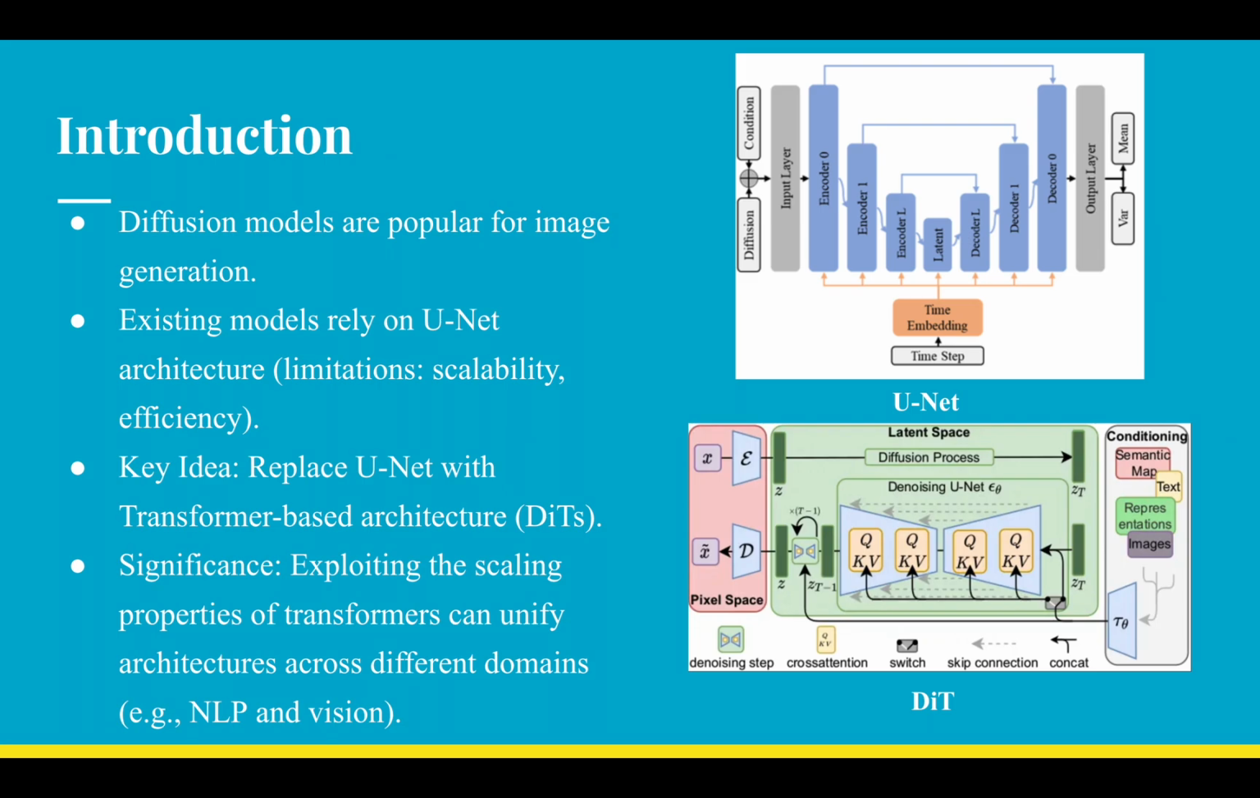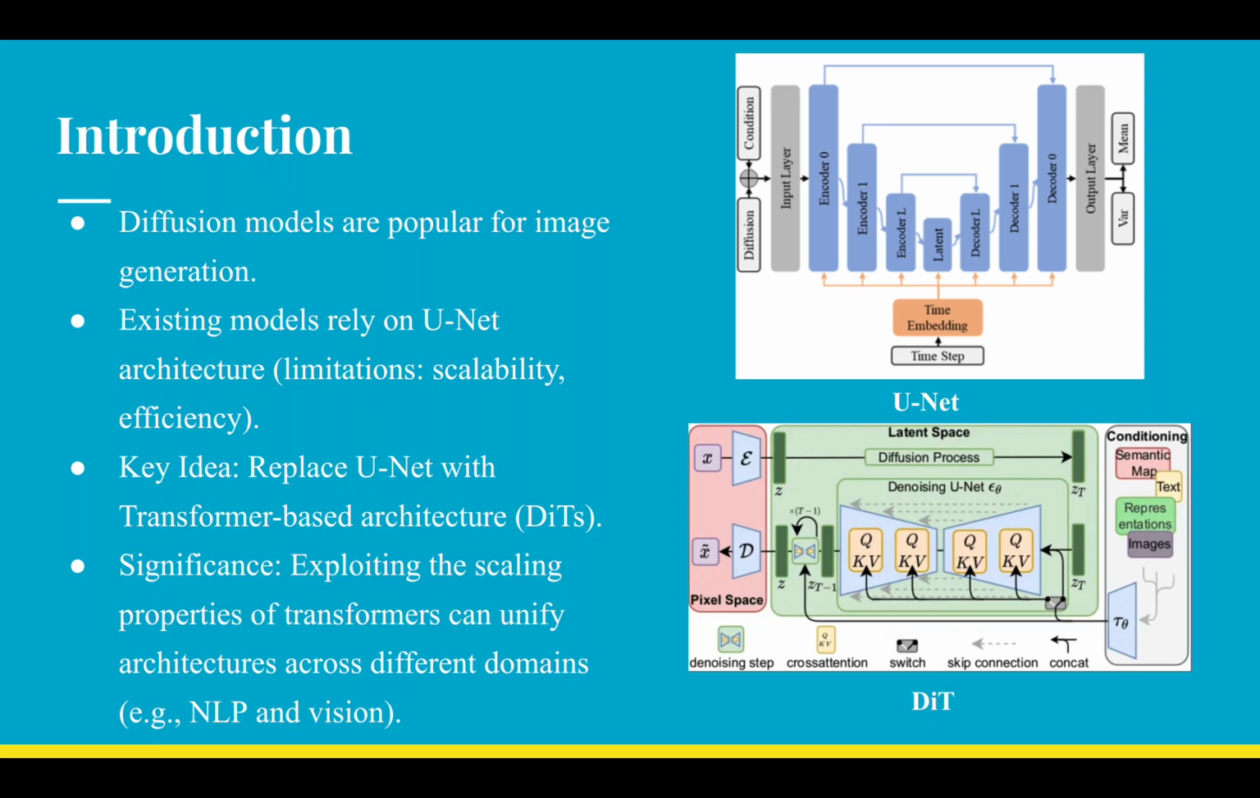The main challenge addressed in this paper is improving the scalability and efficiency of the diffusion models. They also propose using transformers instead of the UNet, aiming for better performance as the model size increases. This shift is significant because transformers have already shown success in other fields like NLP and CV. Applying them here could unify architecture design across different domains.